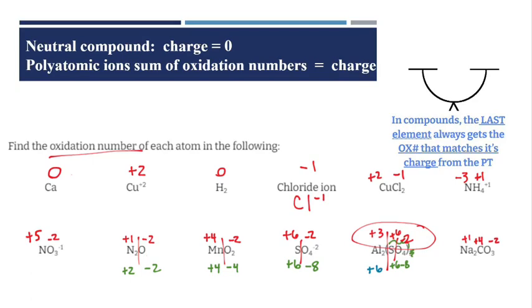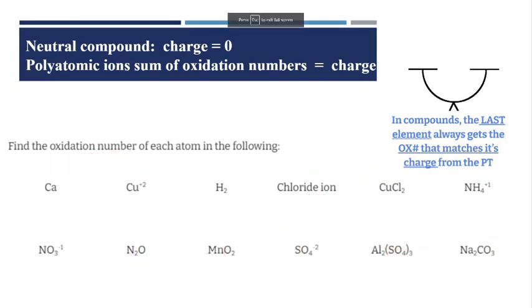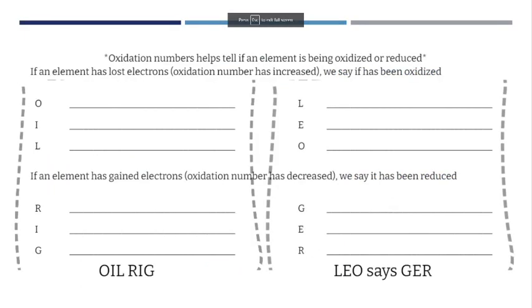If you want to do more than just pass, well, then stick with me, because we're going to use these oxidation numbers to tell if something is being oxidized or reduced. That's the whole point of a redox reaction. There's always going to be reduction and oxidation happening there. And this tells us if an element has lost electrons, that means the oxidation number is increased. We say it's been oxidized. If an element has gained electrons, the oxidation number is decreased. We say it's been reduced.